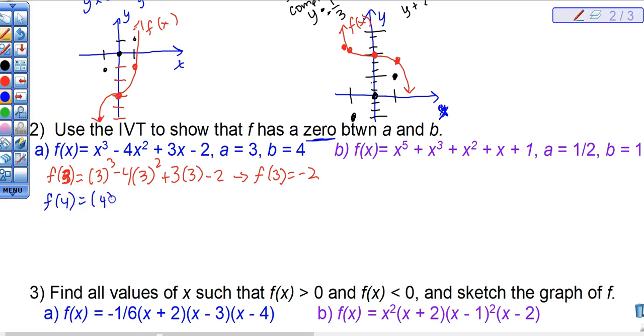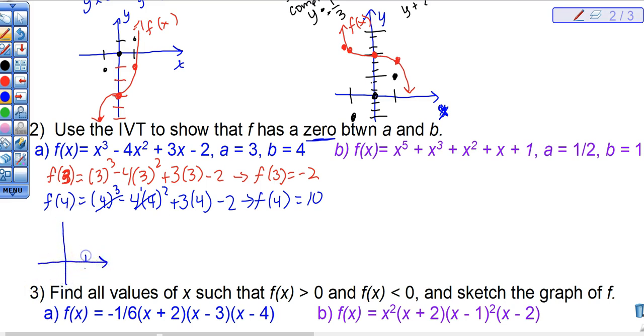So that would be 4 cubed minus 4 times 4 squared, which is also 4 cubed, right? 4 times, that's 4 to the first? Yeah, so those just cancel each other out, so that's nice. Plus 3 times 4, which is 12, minus 2. So the f of 4 is what? 10. Ooh, that's positive. So what does that tell you? There's a 0 between them.